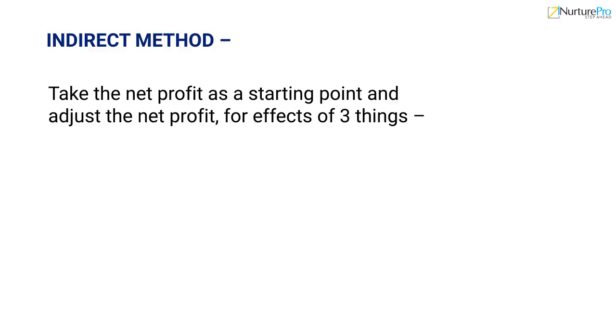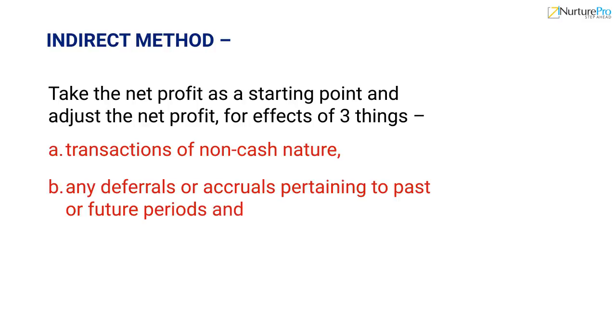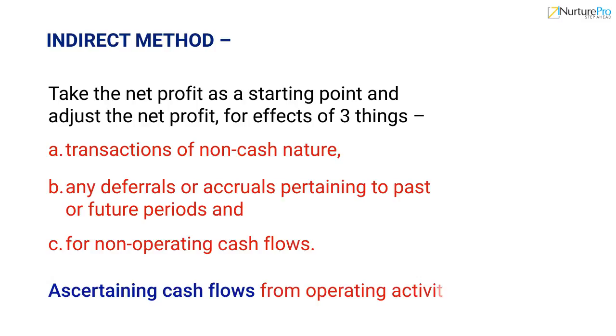In case of indirect method, we take the net profit as the starting point and adjust the net profit for effects of three things. A. Transactions of non-cash nature. B. Any deferrals or accruals pertaining to past or future periods, and C. Non-operating cash flows. In practice generally, the indirect method is followed for ascertaining cash flows from operating activities.